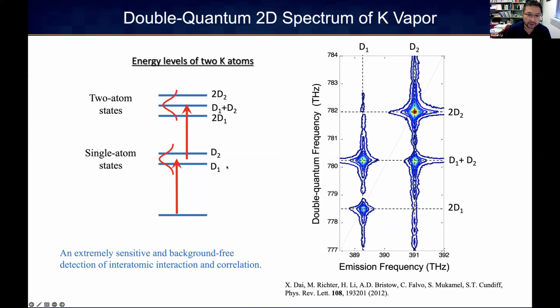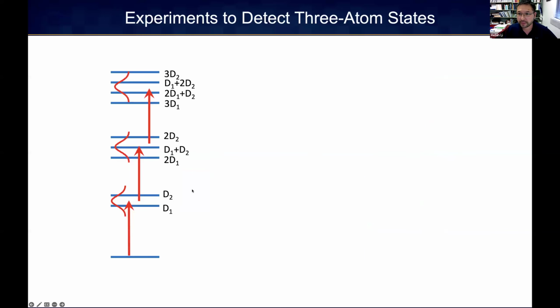And also this signal of double quantum spectrum actually relies on some interaction between the two atoms in order to break the symmetry. Therefore, this is also a detection of the dipole-dipole interaction between these two atoms. But it's a very weak dipole-dipole interaction, which doesn't really shift the energy level by any measurable amount. Okay, so now that was two atoms.